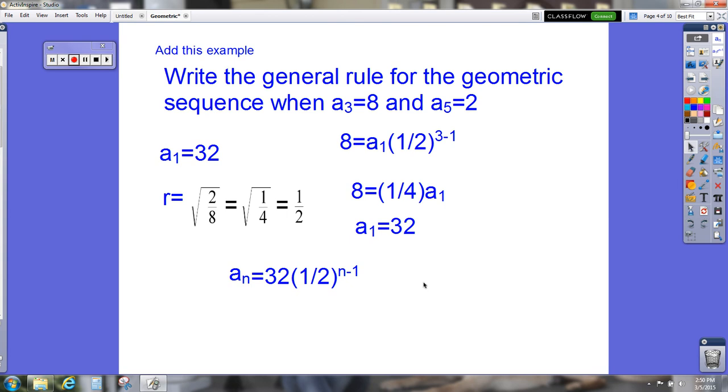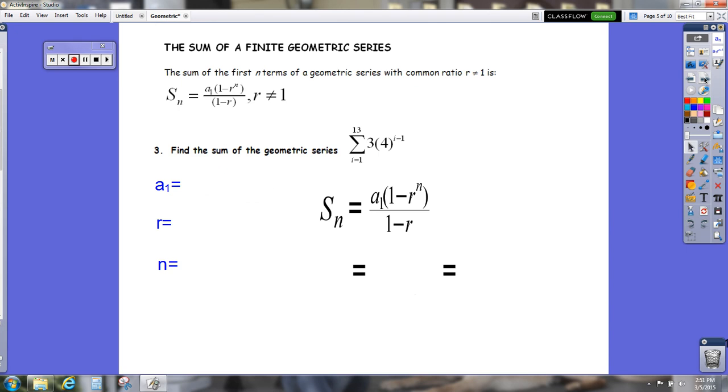So that's probably one of every different kind that you're going to see, given the different pieces of information, or lack of pieces of information. Now let's look at the sum formulas. We have two sum formulas. The first one we're going to look at is when we have a finite geometric series. We're going to find the sum of a finite geometric series.